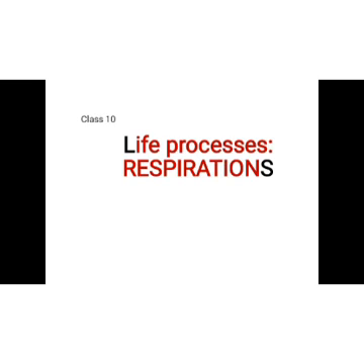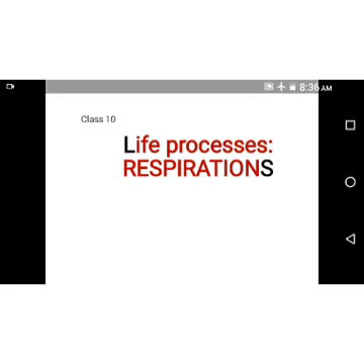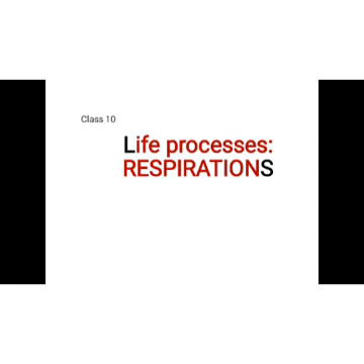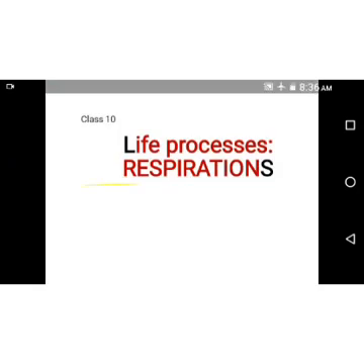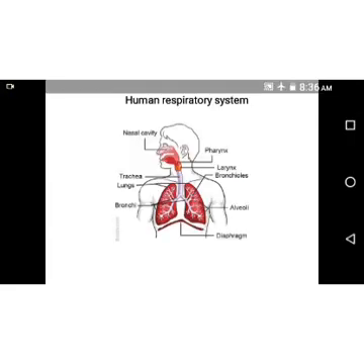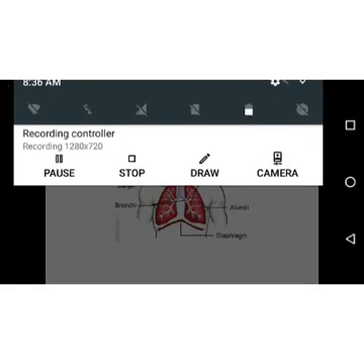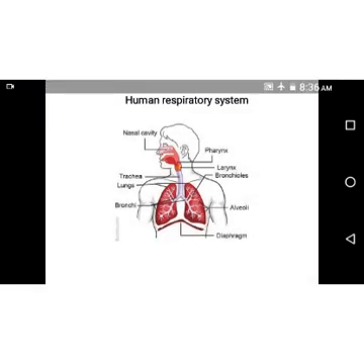And then the carbon dioxide which is produced as a byproduct will be expelled out, and this takes place with the help of a certain system in our body, known as the respiratory system. The respiratory system helps in the exchange of gases, or in the process of breathing. Is it clear? So, we are going to study the human respiratory system.